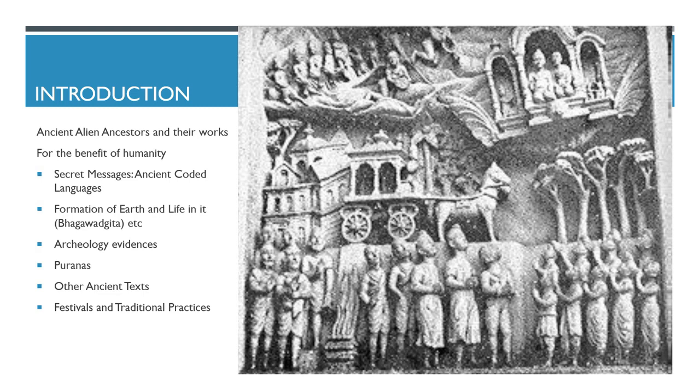So there are many other ancient texts, not only Sanskrit. There are many other language texts also, which are saying about these ancient ancestors. And the festivals and traditional practices, this is the main thing, because every single festival is in a particular planetary position, then only the festival date will be there, and the traditional practices also have a scientific meaning in it.